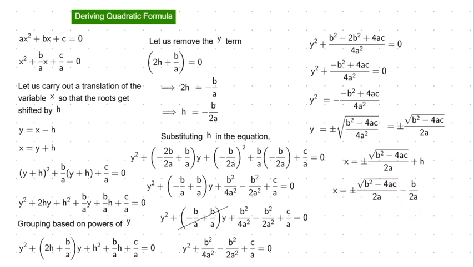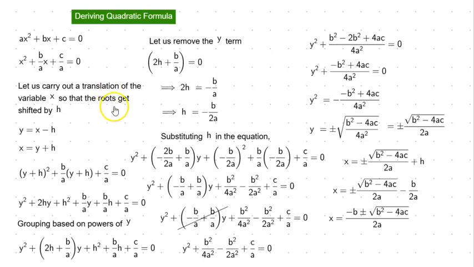And now we combine these two terms. We get x = (−b ± √(b² − 4ac))/2a. And this was the quadratic formula which we have used previously.